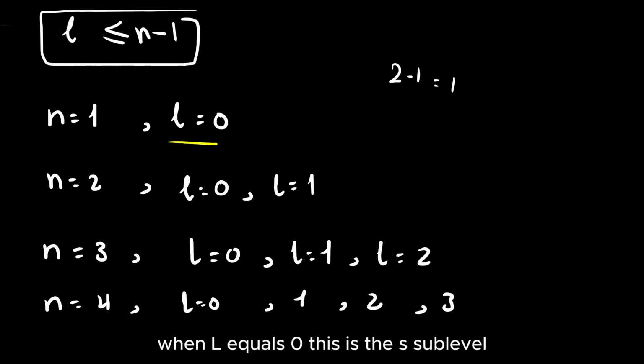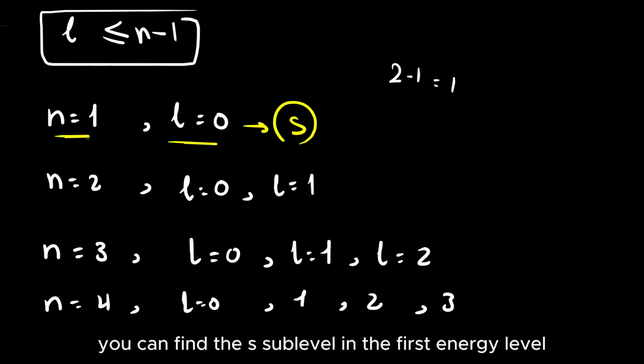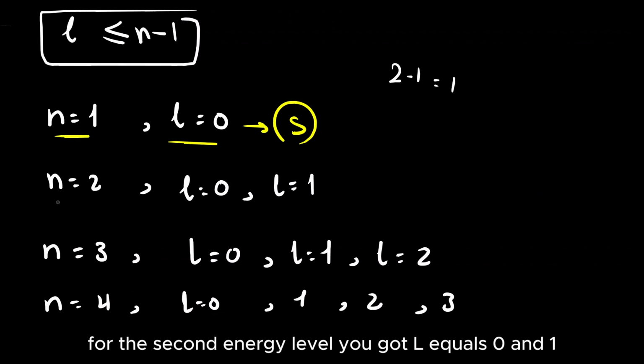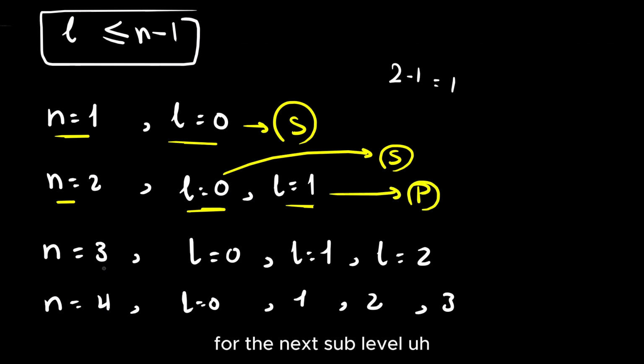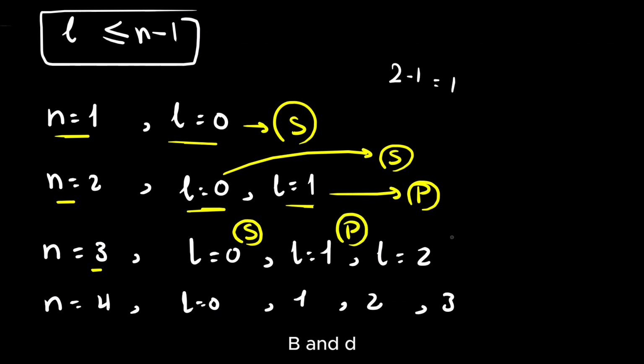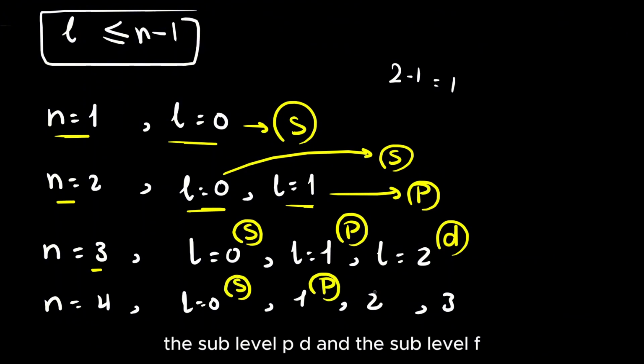As you can remember, when L equals 0, this is the S sublevel. So you can find the S sublevel in the first energy level. For the second energy level, you have L equals 0 and 1, meaning you can find the sublevel S and the sublevel P. For the next energy level, which is the third one, you can find the sublevels S, P, and D. And for the last one, which is the fourth energy level, you can find the sublevel S, the sublevel P, D, and the sublevel F.